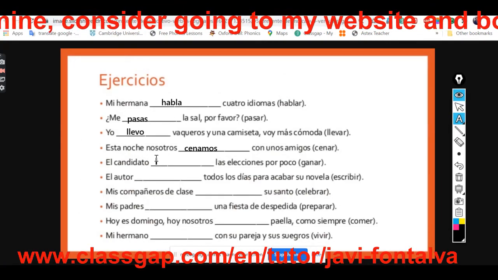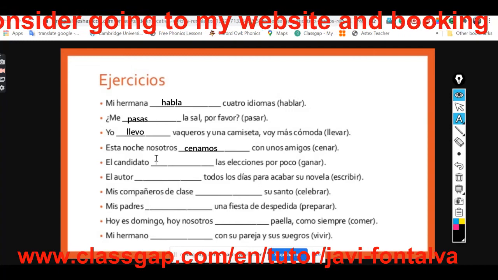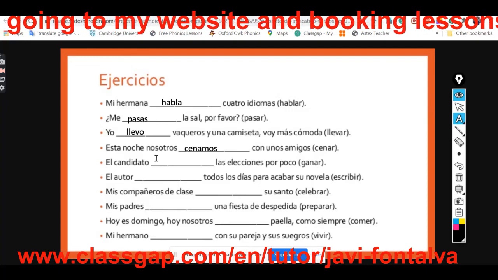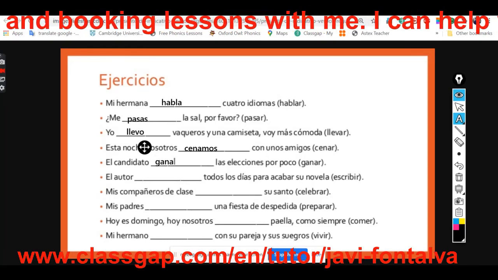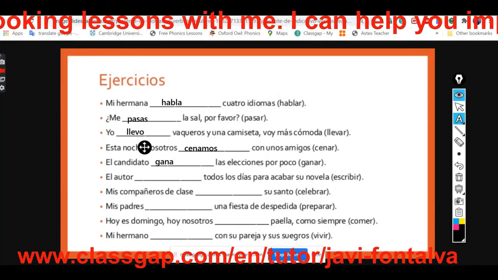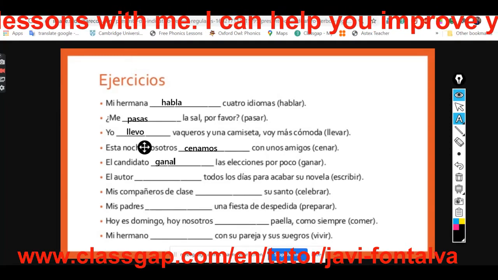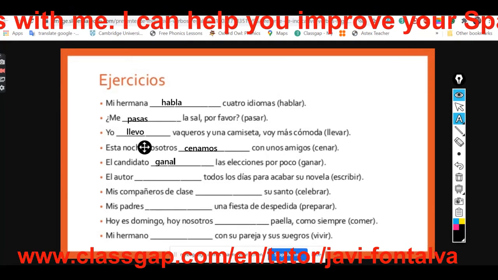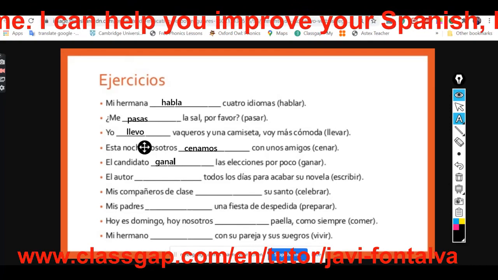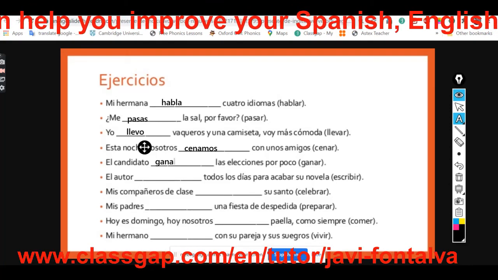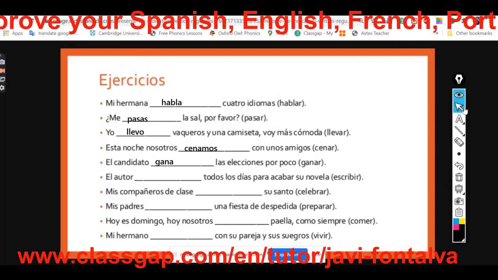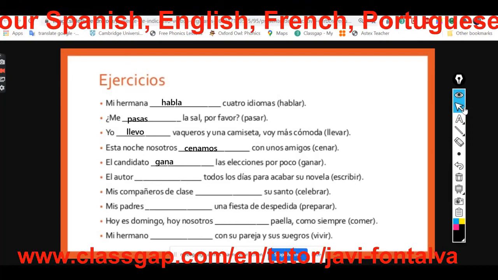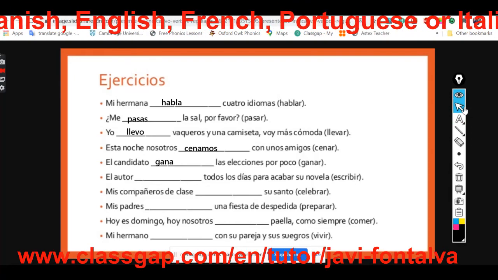Yeah, the candidate. El candidato gana las elecciones por poco. What does this mean? The candidate wins the elections for... poco means. What does poco mean? Does anyone know? No?